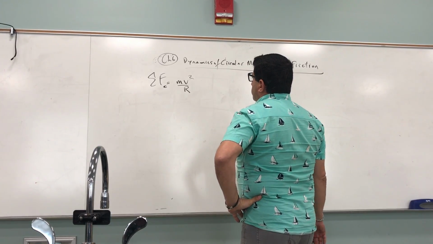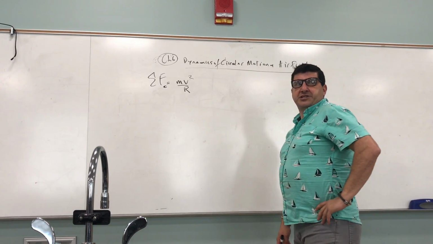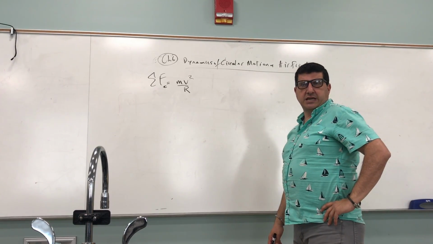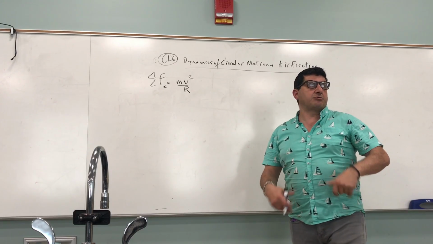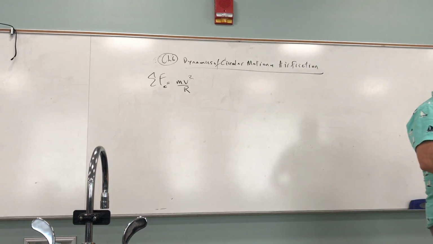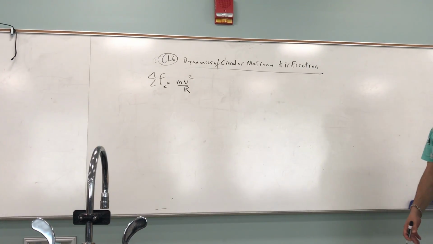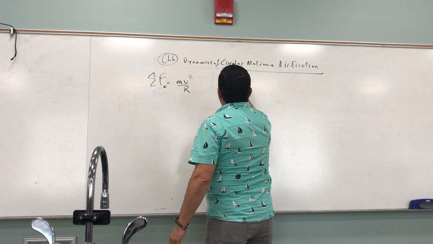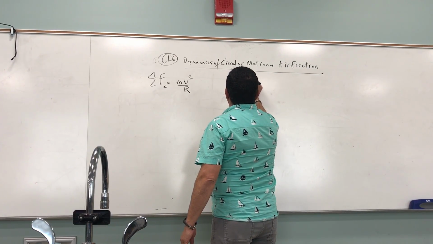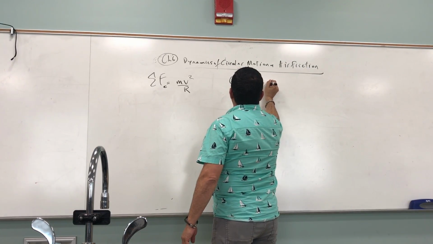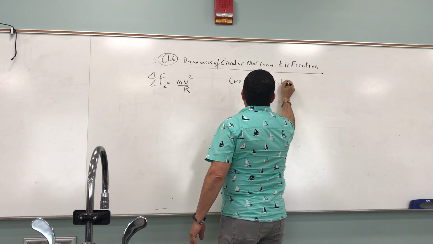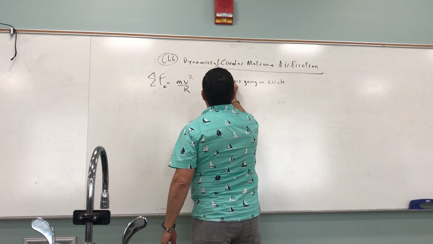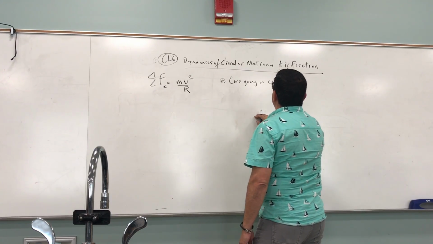So what kind of motion is, for example, a car going in a circle? In that case, the friction force between the car's tires and the road is what enables the car to go in a circle, right? So that's one example of circular motion. A, car is going in a circle.